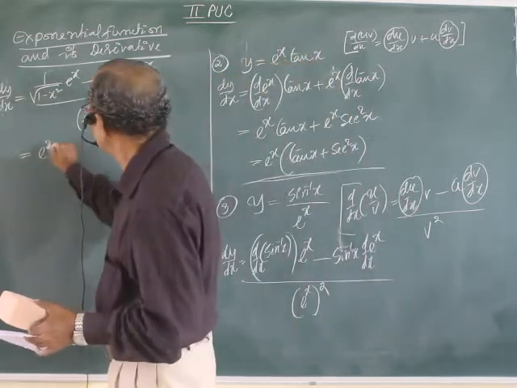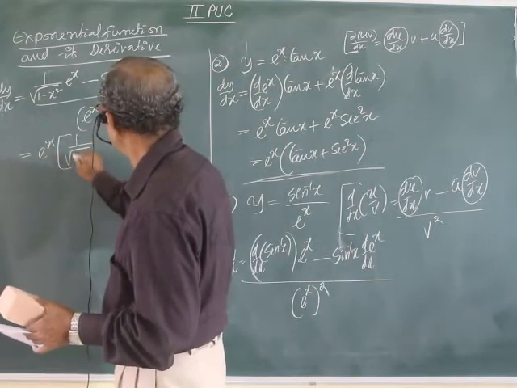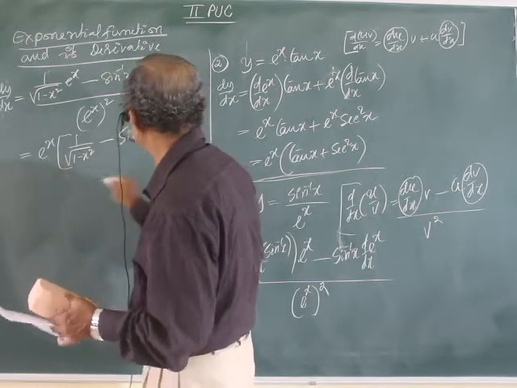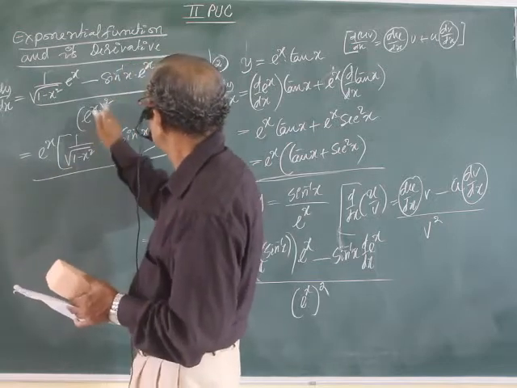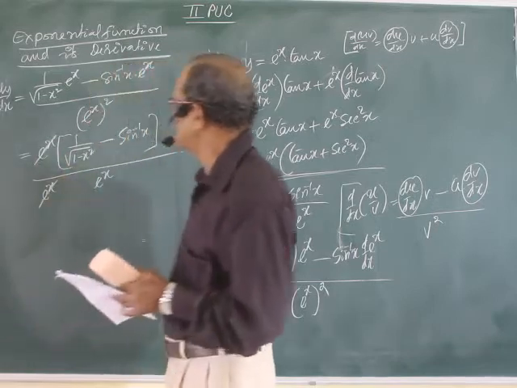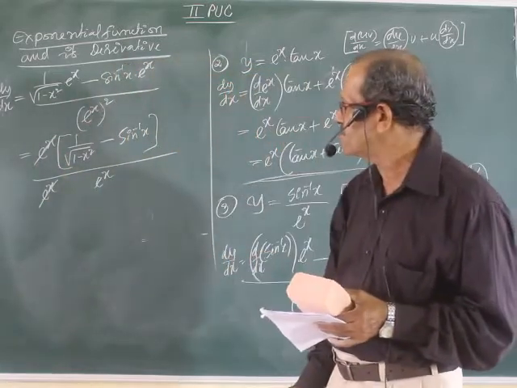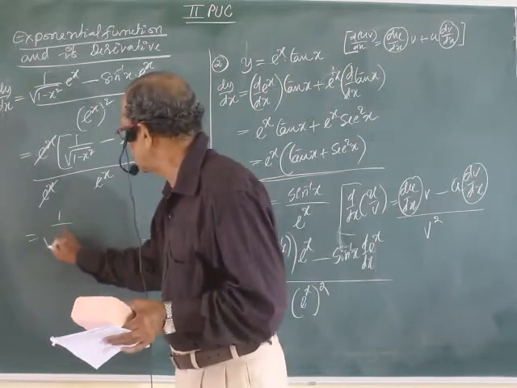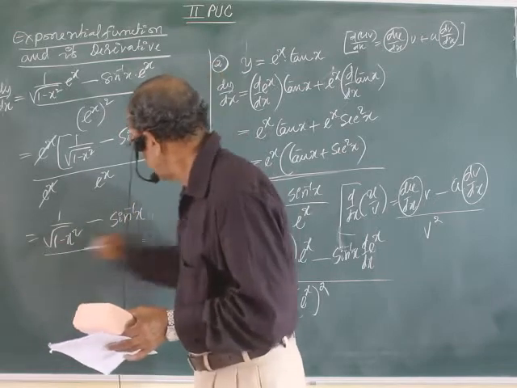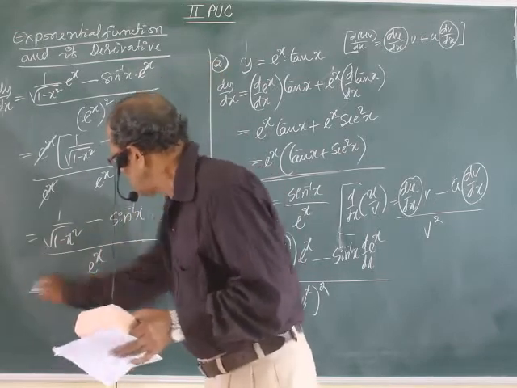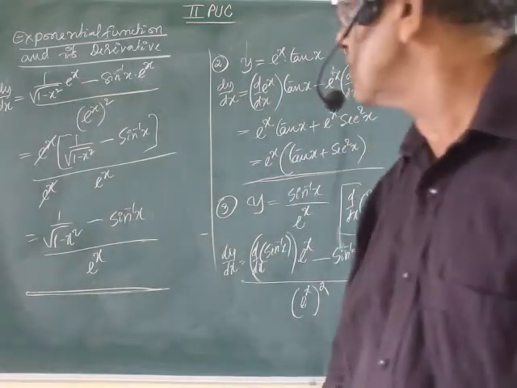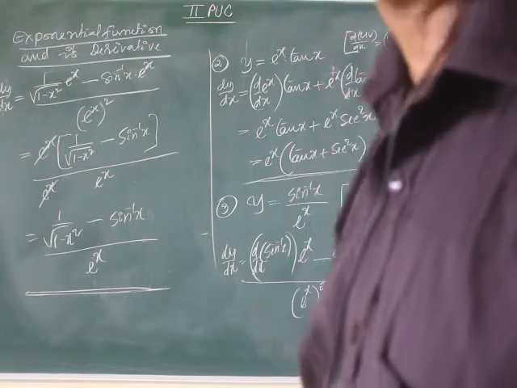Or e to the power x outside: 1 by root 1 minus x square minus sin inverse x, divided by e to the power x whole square, which can be written as e to the power x times e to the power x. Why? So that the cancellation can be clearly understood. That's all. The final answer is only this much. Cancelling one e to the power x from both numerator and denominator, the answer is this.